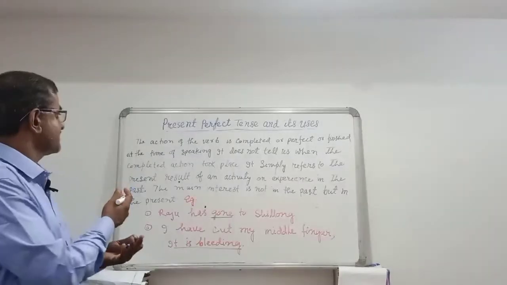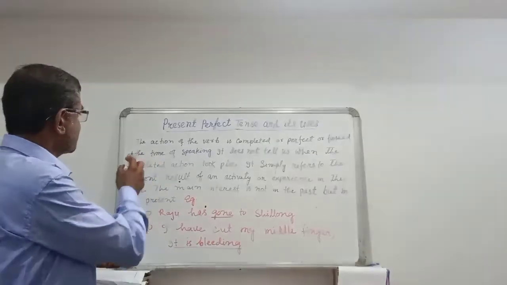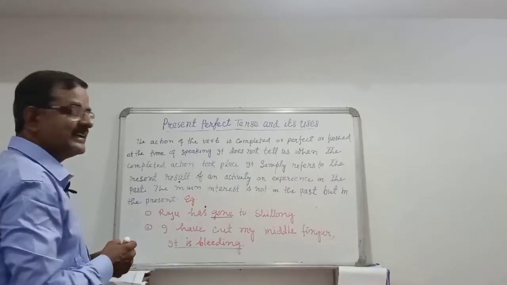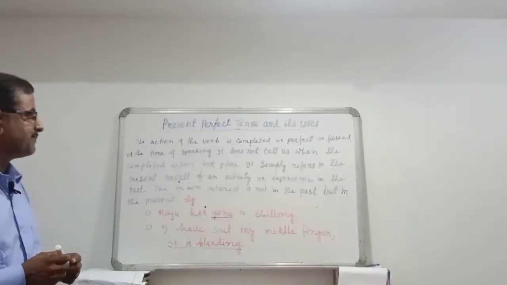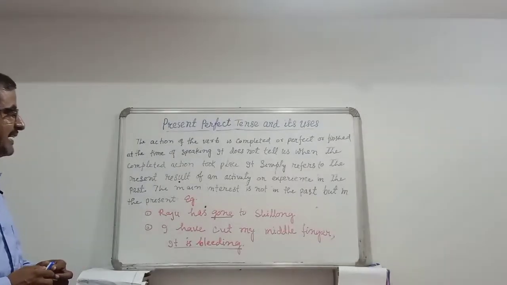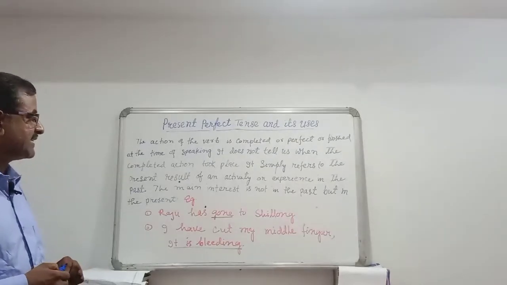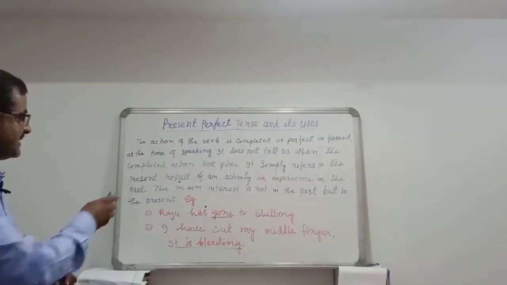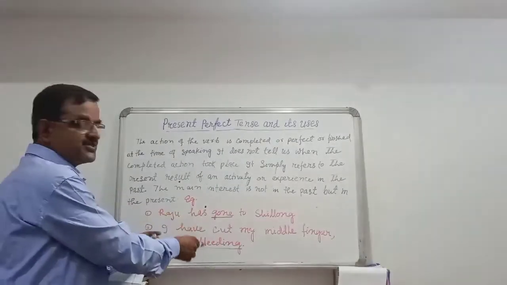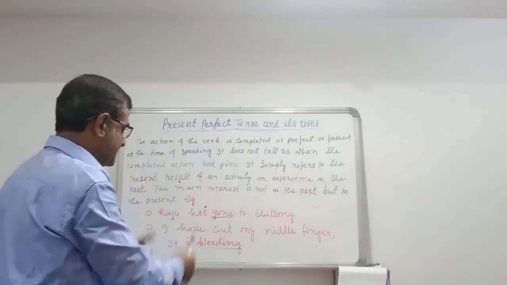So again I repeat it, and hence I have written it on the board. The action of the verb is completed or perfect or finished at the time of speaking, and it does not tell us when the completed action took place. It simply refers to the present result of an activity or experience in the past. The main interest is not in the past but in the present. So from these two examples, we have come to know the present perfect tense.